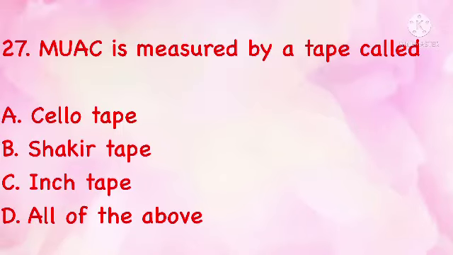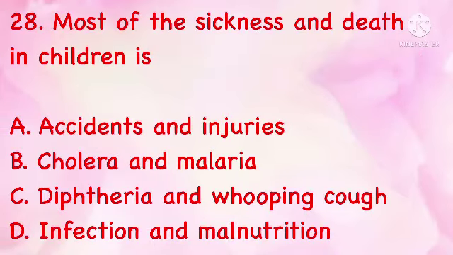MUAC is measured by a tape called sellotape, cycle tape, inch tape, all of the above. And the correct answer is B. Cycle tape. Most of the sickness and death in children is from accidents and injuries, cholera and malaria, diphtheria and whooping cough, infection and malnutrition. And the correct answer is D.